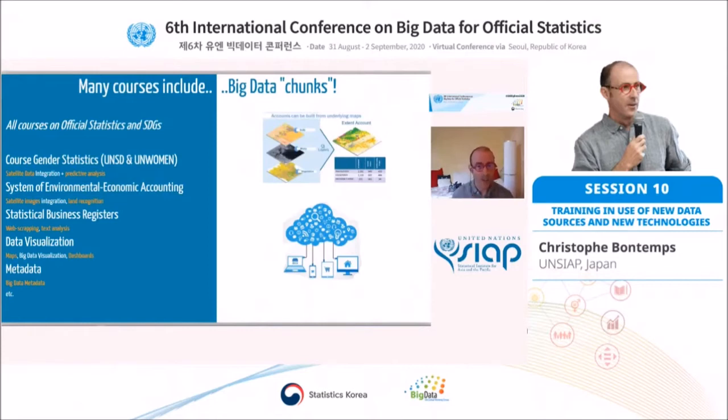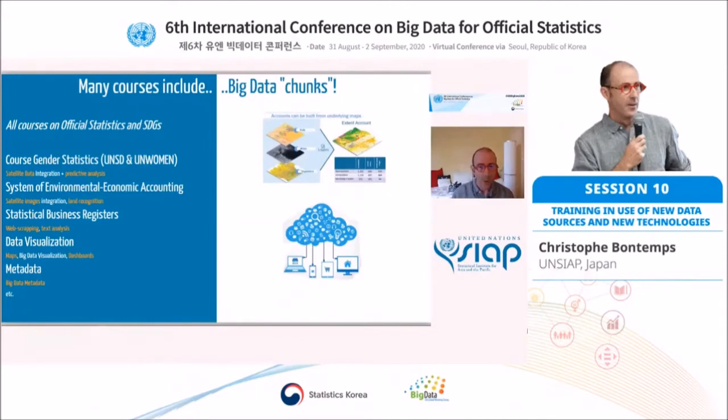In the System of Environmental and Economic Accounting, they also use satellite images and land recognition to enrich this accounting. In a statistical business register, for example, there could be some web scraping techniques so that you can gather information about firms, about their structure, and the different firms they own in different countries. Of course, in a data visualization course, we need to focus a little bit more on maps maybe, and also on big data visualization. And for metadata, we also need some definitions on how to handle big data metadata. So there are chunks of big data everywhere, and this is a growing trend, I believe.